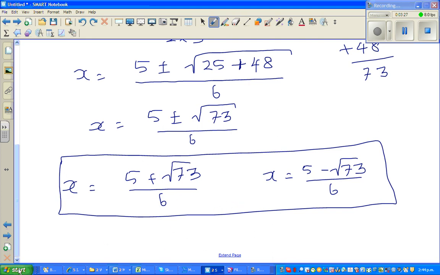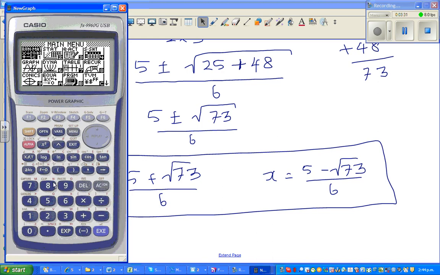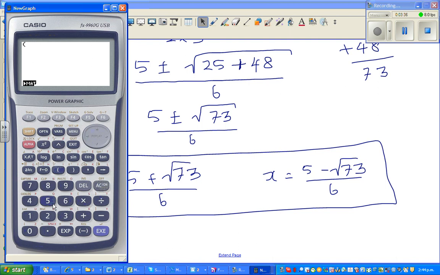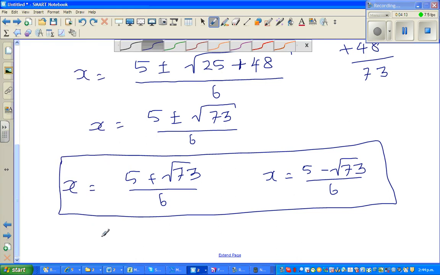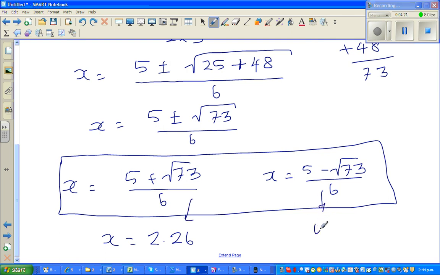So how will we check on a calculator? Get a calculator out. So menu, so this is 5, I'll put this in the bracket, 5 plus root 73 divided by 6, that's one root, 2.25, and the other root is bracket 5 minus root 73 divided by 6, okay, that's minus 0.59. So to check this, remember this, 2.26 and 0.59. So x, if you want to write it, is 2.26, and this is minus 0.59. Both of them are in 2dp.